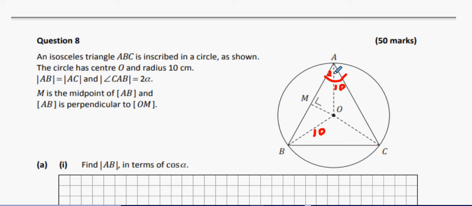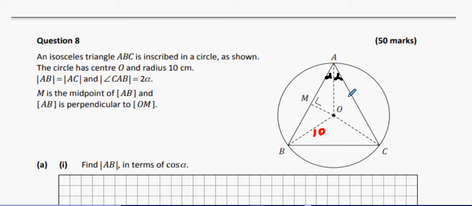So that means each individual one will be A. So that means you're A. You're A. Now it's made up of three equal sides.